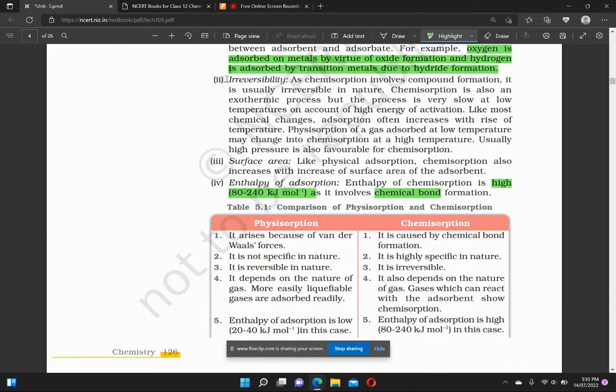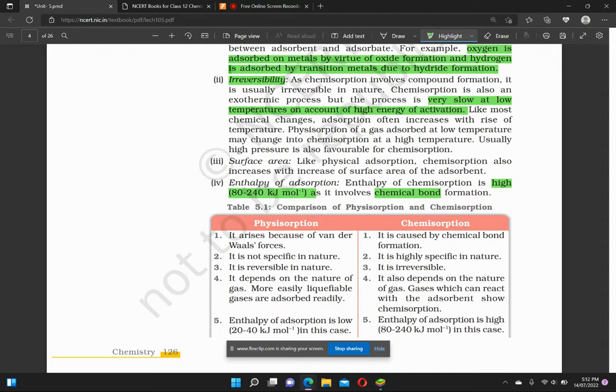Then it is irreversible. By the heading only you can understand it's irreversible. Irreversibility concept. So understand this. We know it's very slow at low temperatures, very slow at low temperatures on account of high energy of activation. We'll just underline this also.